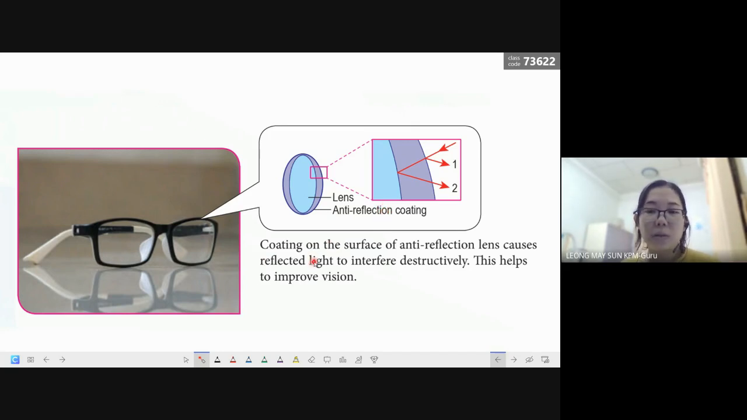All right, now coatings on the surface of an anti-reflection lens will cause reflected light to interfere destructively because the lens has two layers, the outer layer and the inner layer. So when a light ray enters, when it moves between different densities, it undergoes refraction. When it undergoes refraction, the rays will interfere. So the coatings on the surface allow it to interfere destructively, therefore helping to improve the vision. All right, so that is in terms of specs.